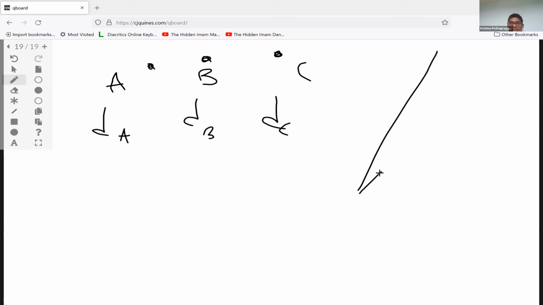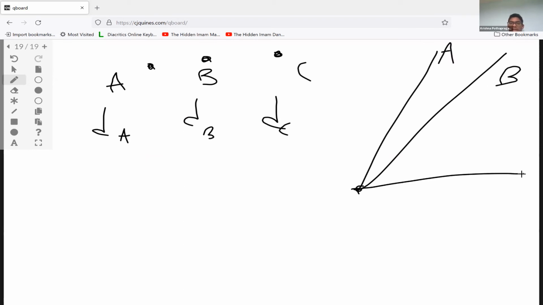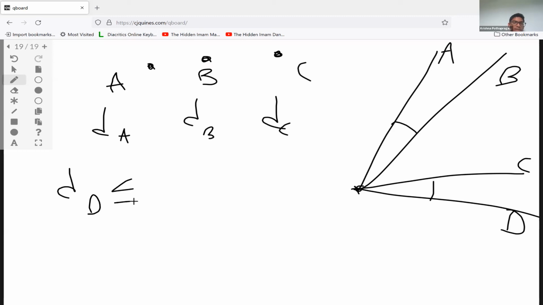Then the point at infinity, so let's say this is the origin or something I'm drawing. There's A along this line, B along that line, C infinitely far away here. And I want to find the degree of D where we have this angle equals this angle. And I'm going to say the degree of D is less than or equal to.